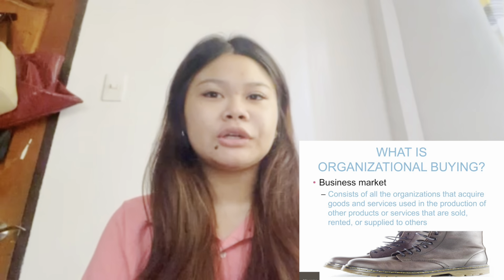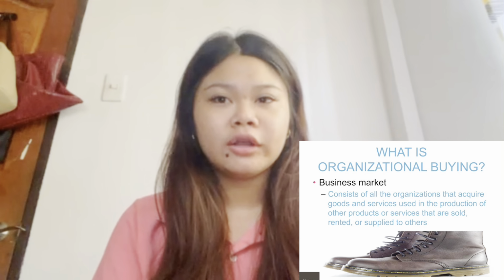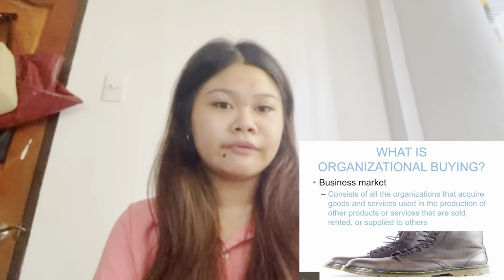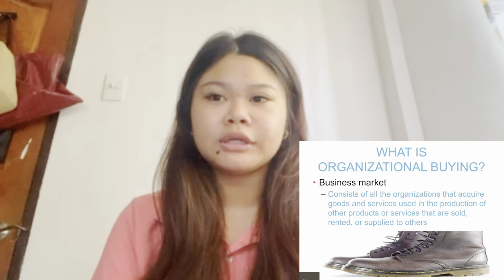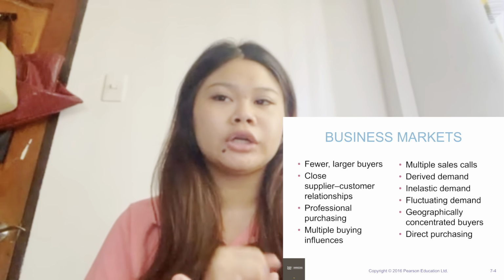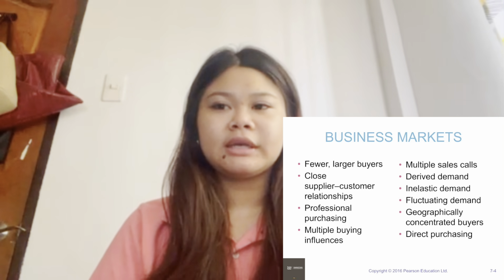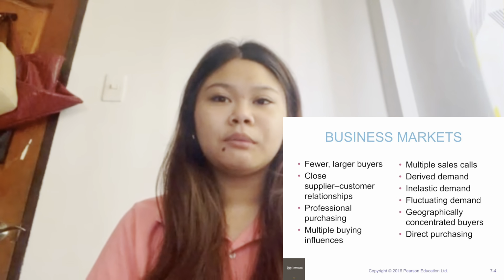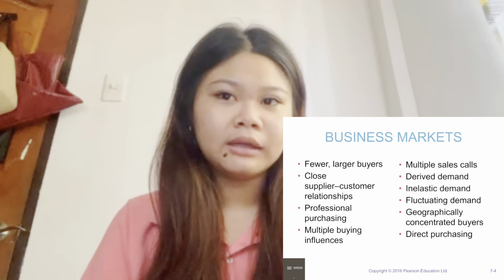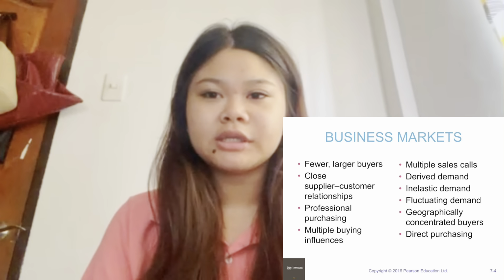Now let's move on to what is organizational buying. First is business markets. This consists of all the organizations that acquire goods and services used in the production of other products or services that are sold, rented, or supplied to others. Next are the characteristics of business markets. Number 1, fewer larger buyers. 2, close supplier-customer relationships. Professional purchasing. Multiple buying influences. Multiple sales calls. Derived demand, inelastic demand, fluctuating demand, geographically concentrated buyers, and lastly, direct purchasing.